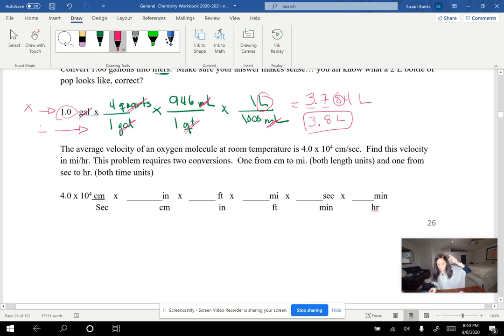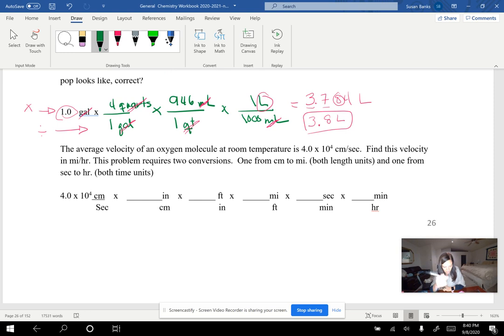So this one, we actually have to do 2 conversions. The average velocity of an oxygen molecule at room temperature is 4.0 times 10 to the 4th centimeters per second. So that is 40,000 centimeters per second. Find this velocity in miles per hour. Okay? This problem requires 2 conversions.